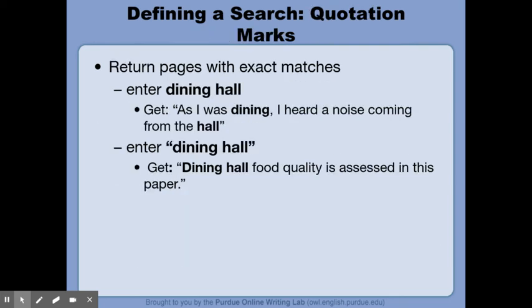You can include quotation marks in your search. It returns pages with exact matches. You could enter dining hall without quotation marks and get, "As I was dining, I heard a noise coming from the hall." In that result, you're not really getting information about a dining hall; you're getting information about someone who is dining. But you could enter "dining hall" in quotation marks, and every result that you get is going to specifically be about dining hall. So you would get, "Dining hall food quality is assessed in this paper."